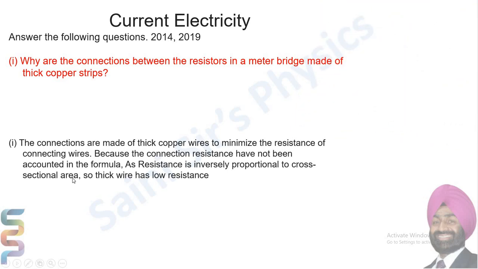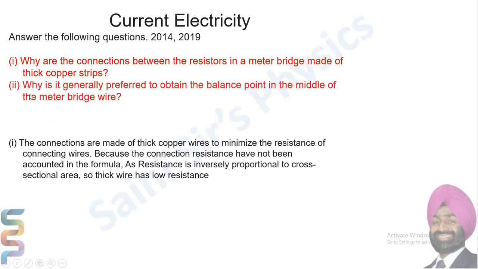Okay. So connections are made up of thick copper wires to minimize the resistance of connecting wires, because connection resistance is not accounted for in the formula. The formula we have used, P by Q equal to R by S, doesn't contain resistances of the connections. So to keep resistance low, we have to keep area large.